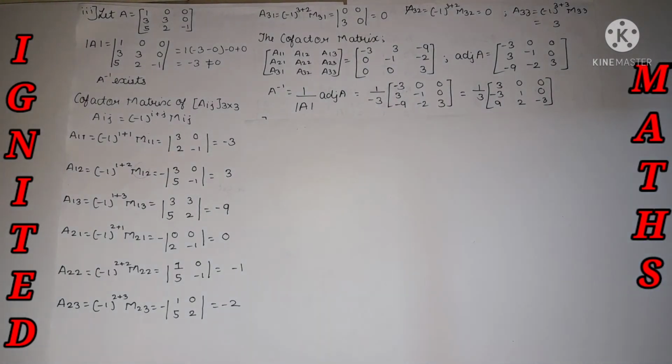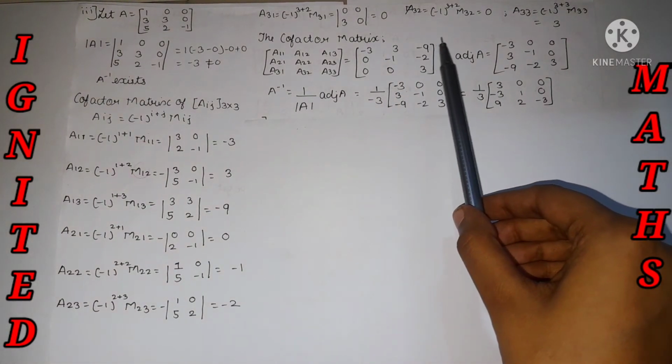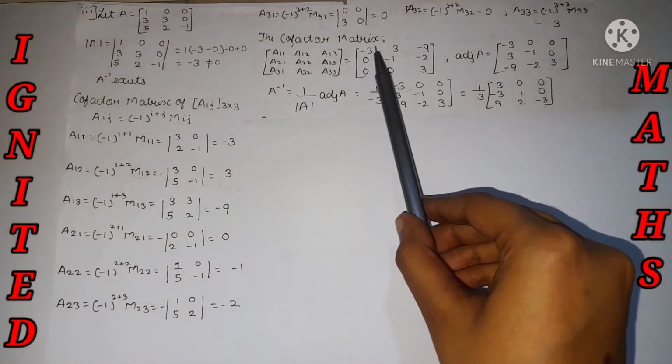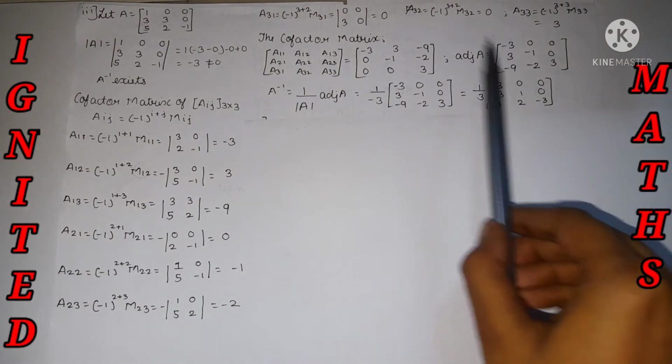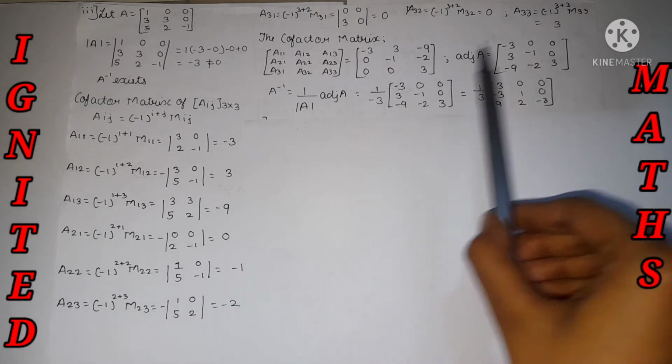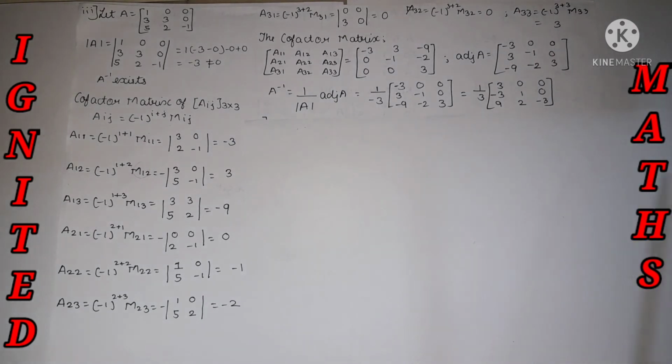So how can we find the adjoint? Just do the transpose of the cofactor matrix. Transpose is nothing but interchanging the rows and columns. So my first row will become my first column, second row will become my second column, and third row will become my third column. This is how we need to find the adjoint of the matrix.